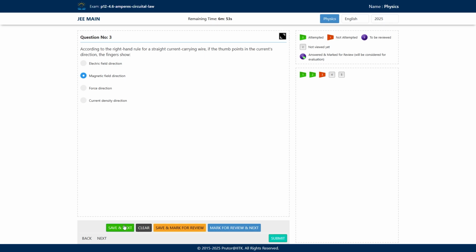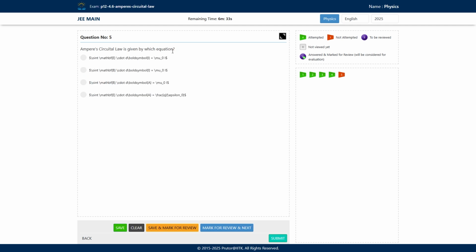Yes, second. Ampere circuital law is analogous to which law in electrostatics? Coulomb's law, Gauss law, Faraday's law, or Ohm's law? Gauss.